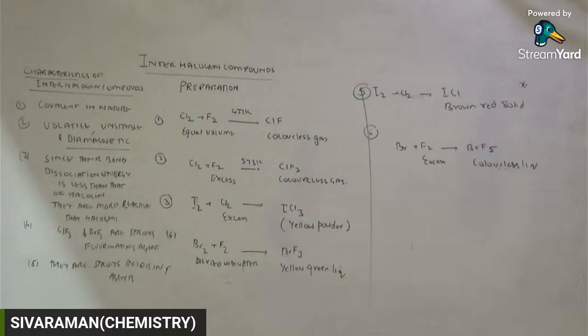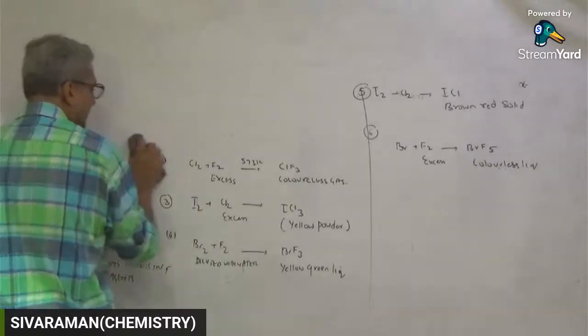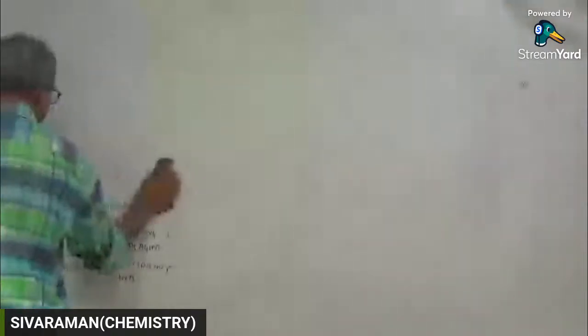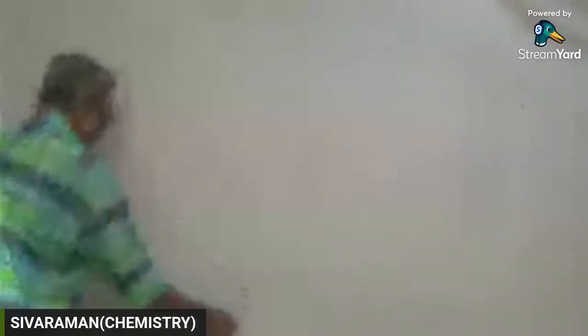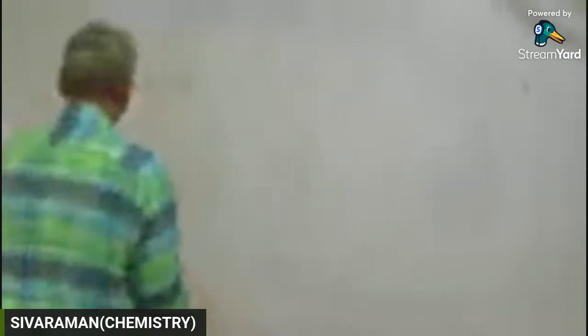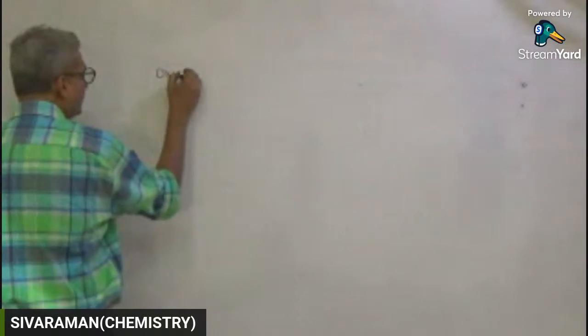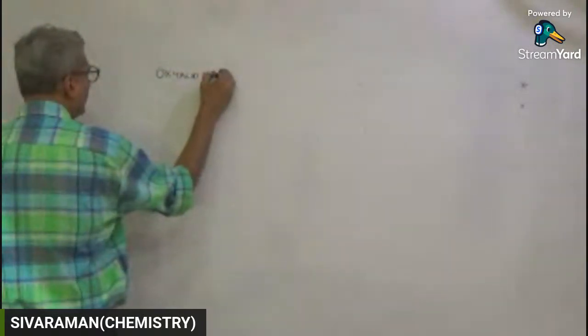Okay. Let's connect. There is the last case. I told you, when to a non-metal we have an OH group attached, then we call it an oxyacid. When to a metal we have an OH group attached, we call it a hydroxide, like sodium hydroxide. So what are the different types of oxyacids of halogen that we have?